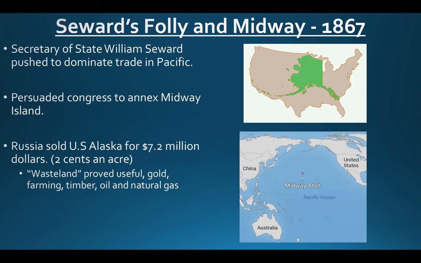But in addition to that, Seward is also going to purchase Alaska for the United States from Russia for a relatively cheap cost, right? $7.2 million. And this is going to become known as Seward's Folly because many people are arguing, why the heck would he do this, right? It was seen as more or less a wasteland. It was also referred to as Seward's Icebox. And we do know now Alaska is obviously going to prove very useful later on from the gold and farming and timber and all the oil and natural gas resources that exist in the state.